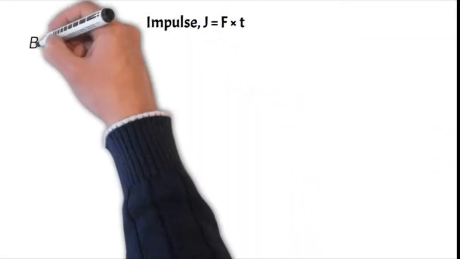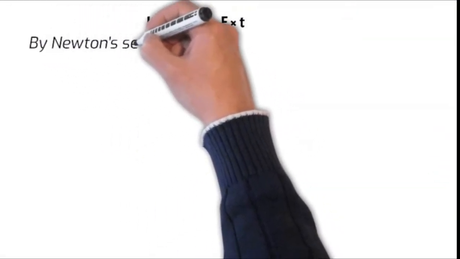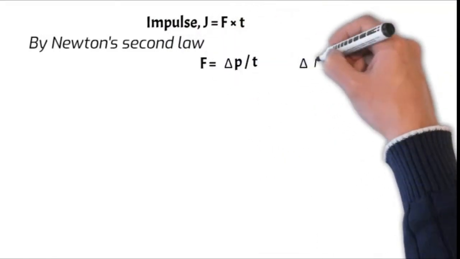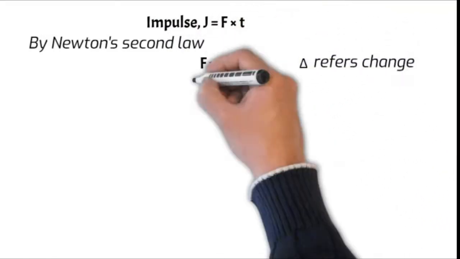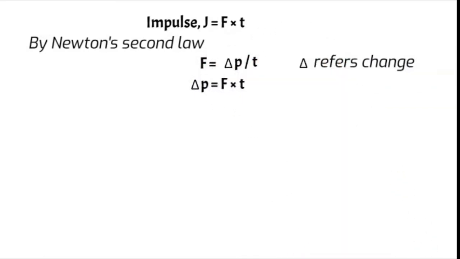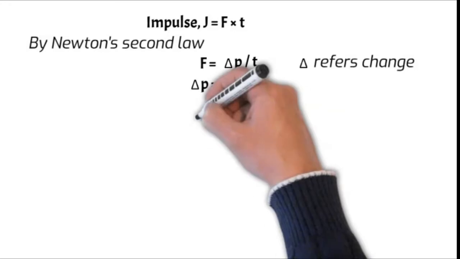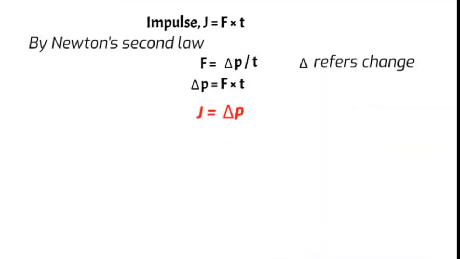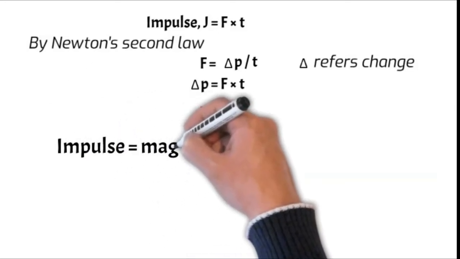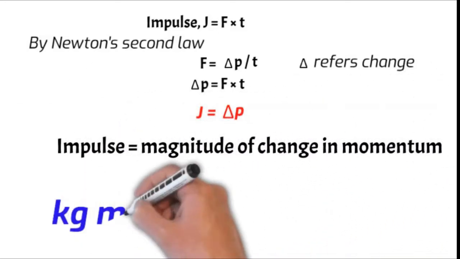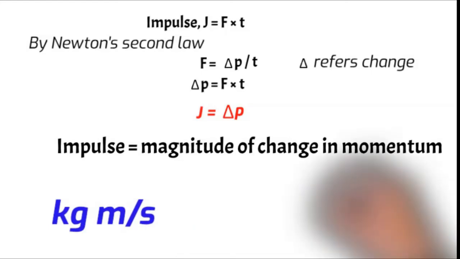By Newton's second law, F is equal to del P divided by t, where del refers to change. Here, del P equals F into t. From the above equations, it is understood that J equals del P. Impulse is also equal to the magnitude of change in momentum. Its unit is kilogram meter per second or Newton second.